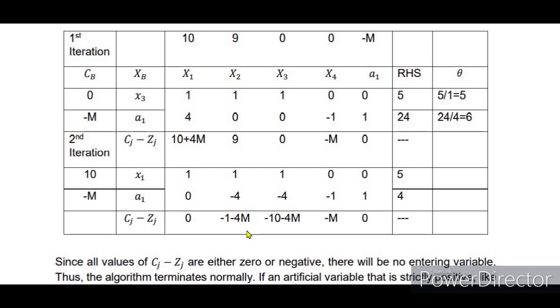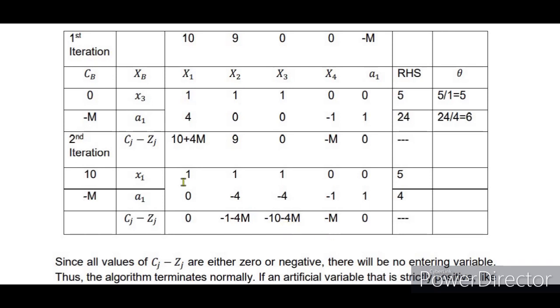Next, for the column x sub 3, 10 times 1 is 10. Negative m times negative 4 is positive 4m. So we will add them. 10 plus 4m is 4m plus 10. Now we will subtract it from the value in the uppermost row, which is 0. So 0 minus 4m plus 10 is equal to negative 10 minus 4m, or negative 4m minus 10.